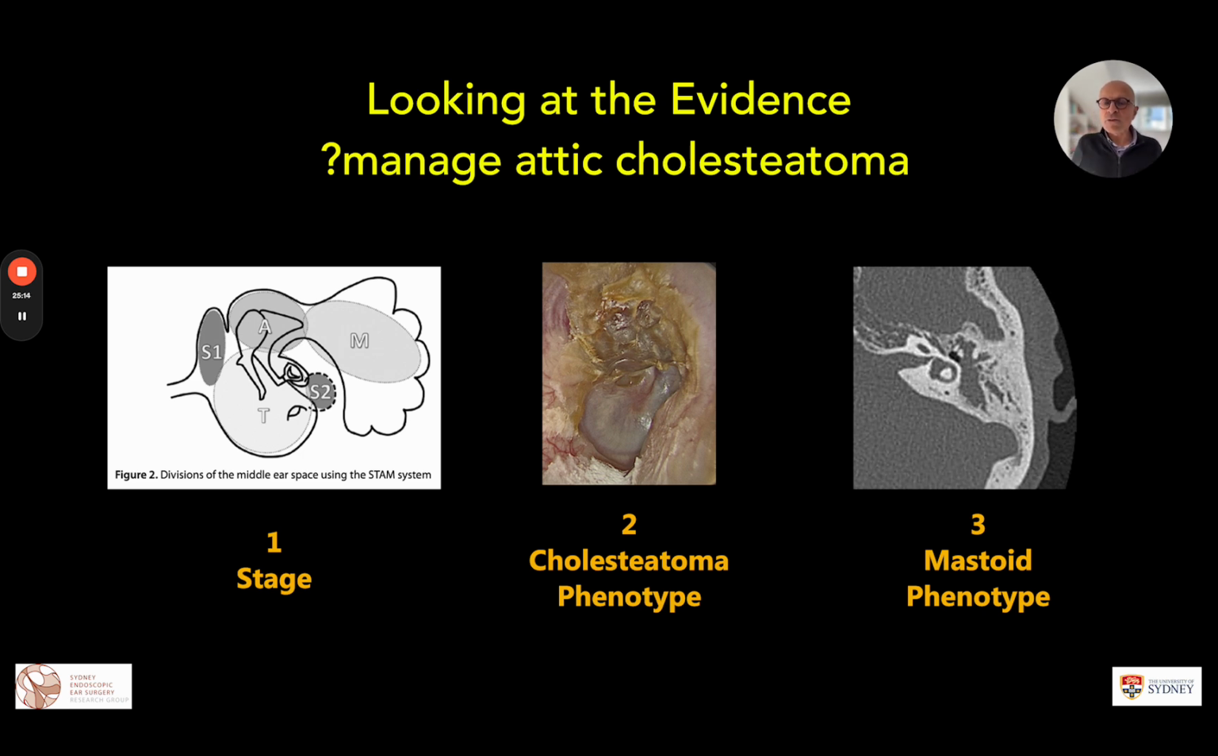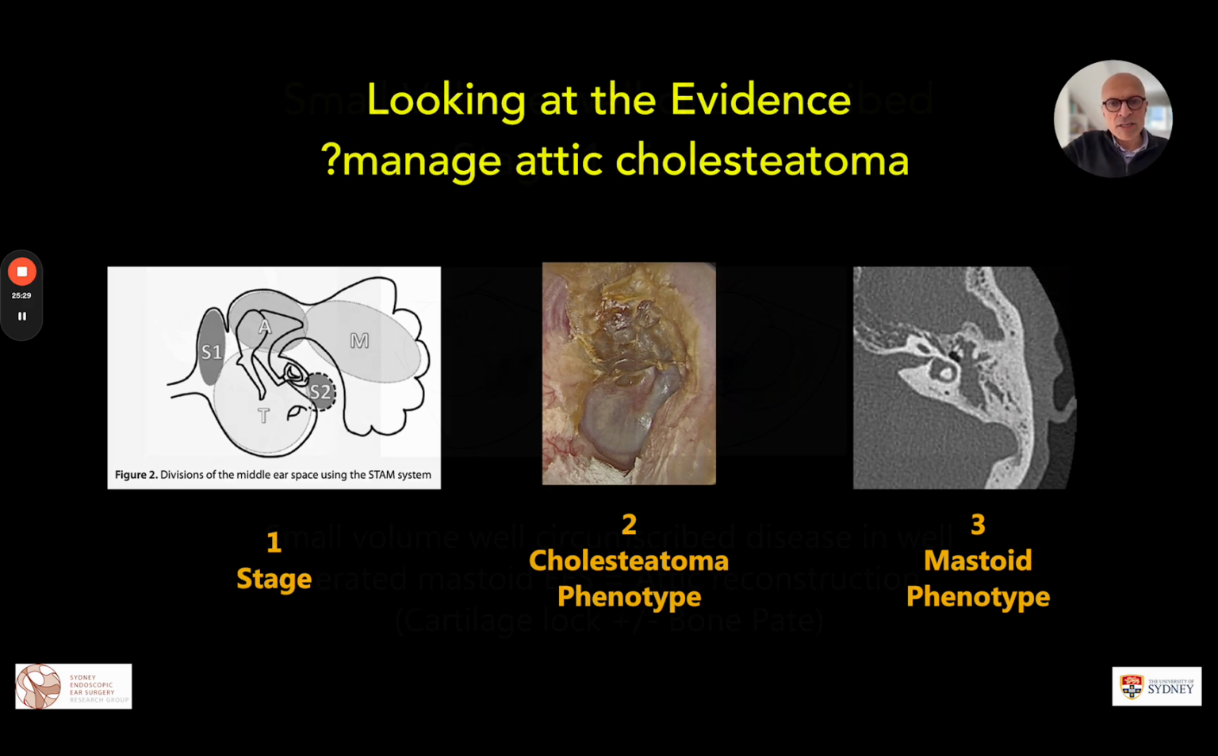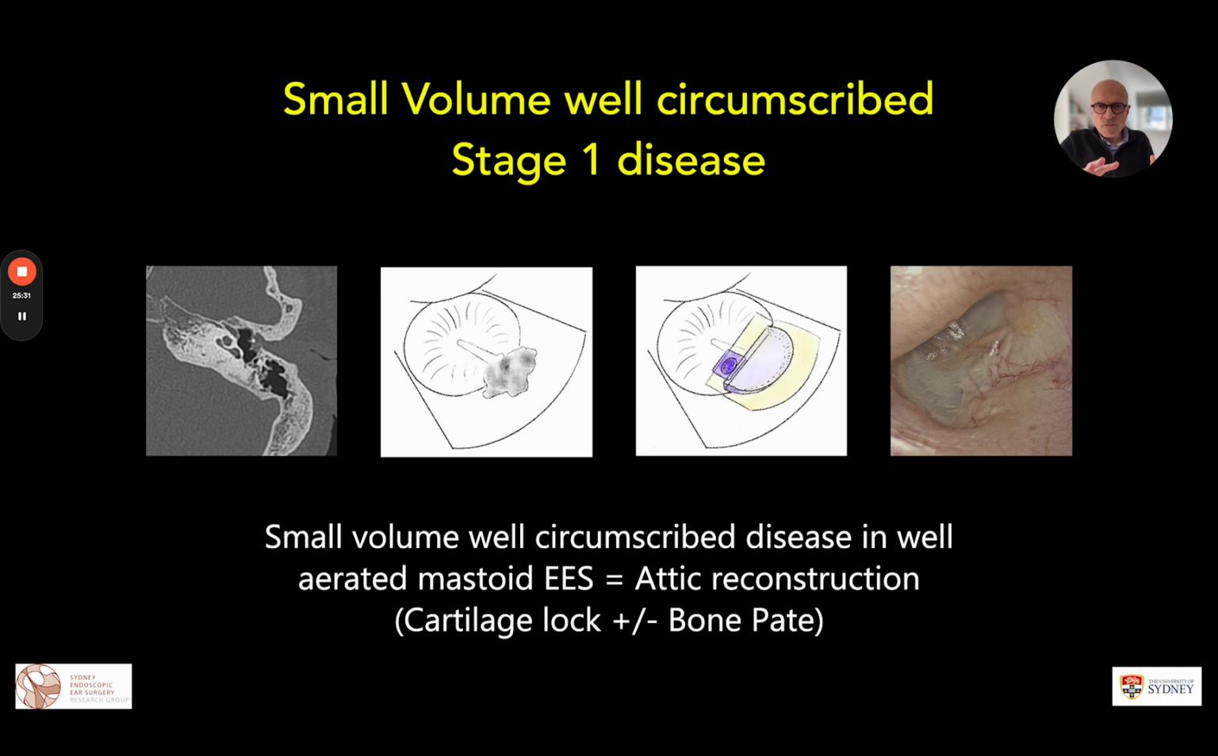And then look at the mastoid phenotype. If you've got a small contracted mastoid, that's going to affect whether you do a mastoidectomy or not, inside out mastoidectomy, inside out endoscopic case, and whether you reconstruct. These three things should play in your mind when you're looking at what you should do in terms of attic reconstruction. So if you have small volume, well circumscribed disease with stage 1 disease, then I think this makes sense following Professor Presutti and Marchioni's case control study to do an attic reconstruction and primary ossicular chain reconstruction.